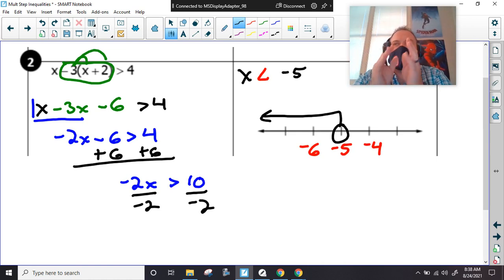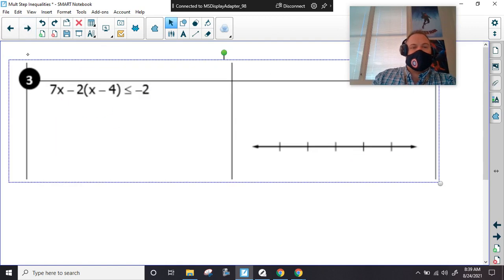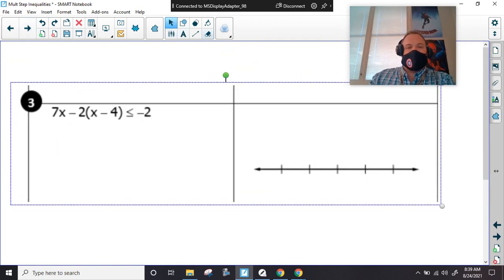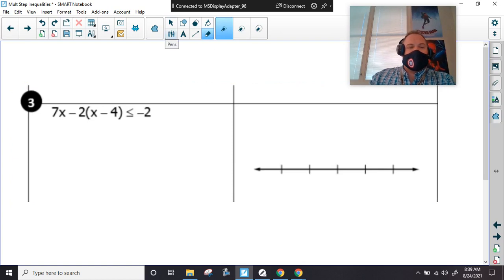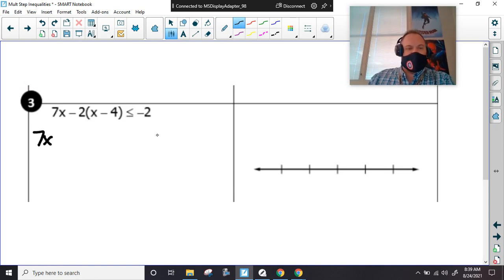Granted, we might have done this one faster than some people, but I'm trying to make sure we get those foundational steps. Okay. Oh, this got ugly quick, didn't it? All right. So I'm going to kind of do the same thing. I'm going to put this 7x right here, and I'm going to put this over here.